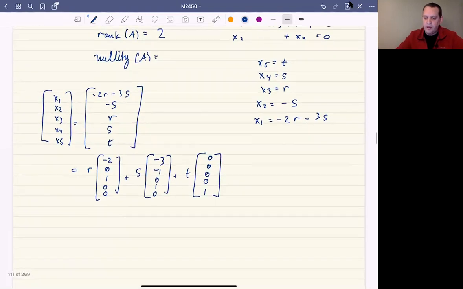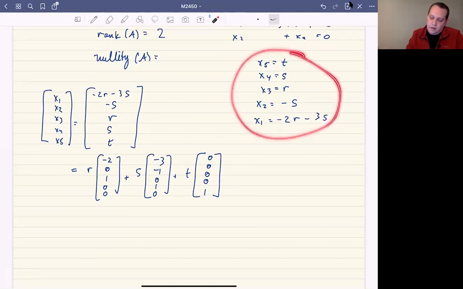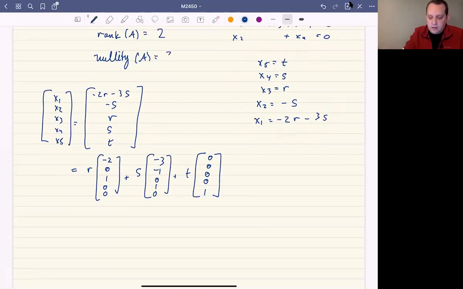Okay, but we're done, basically. In fact, I could have ended over here. The nullity is going to be 3 because the nullity refers to the number of parameters that we have, and we have 3. We have r, s, and t. So the nullity of A is going to be 3.